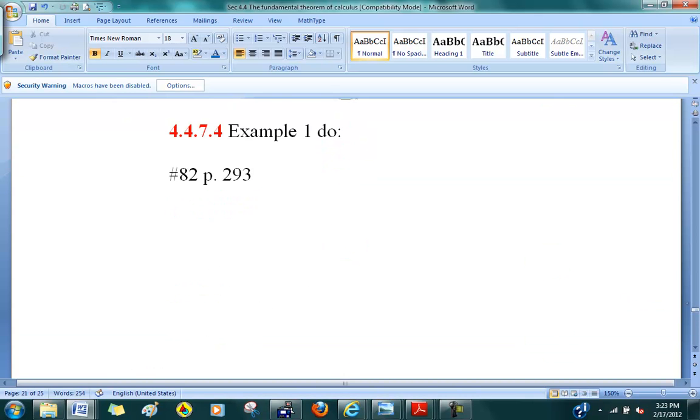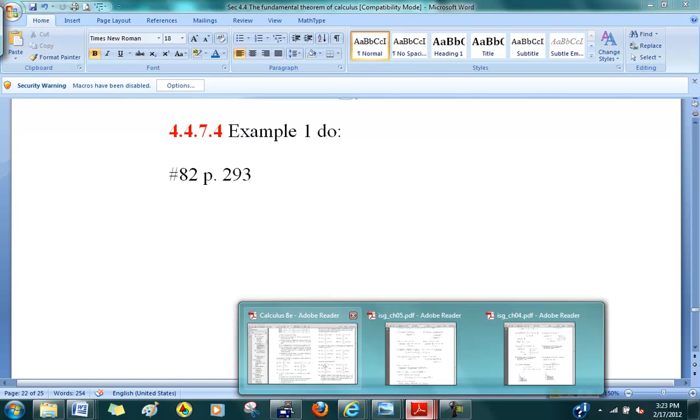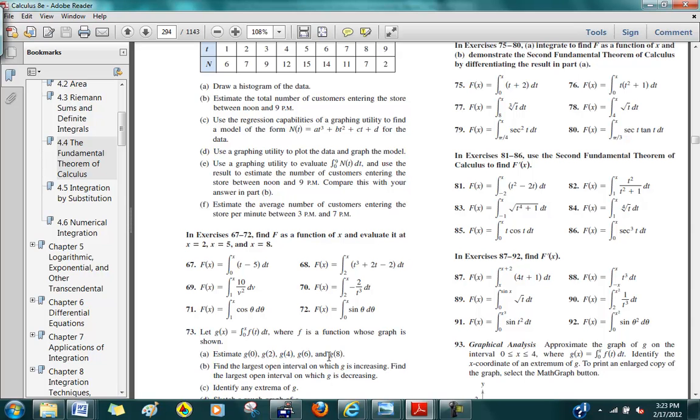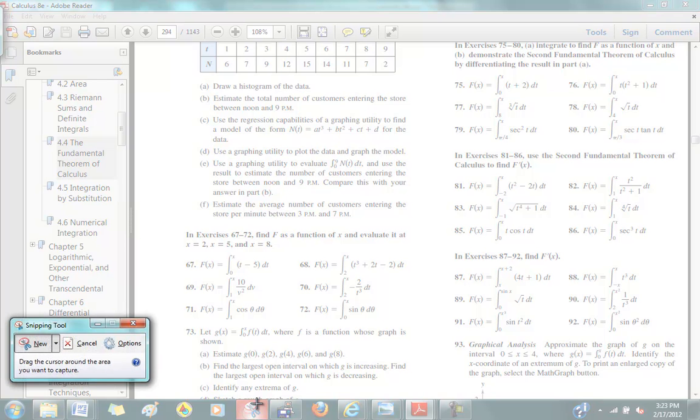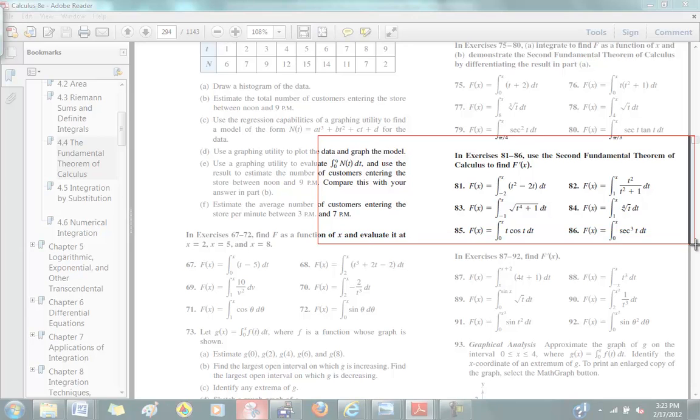Third example, I do yet more. Things I do for you guys. Things I do. Number 82. Okay. Again, there's nothing new in here. It seems a pretty straightforward problem. Nothing very tricky or anything.